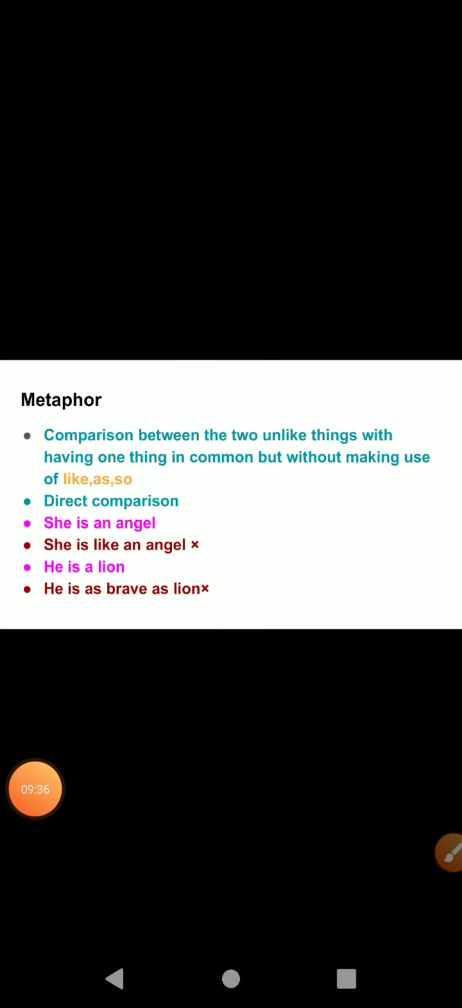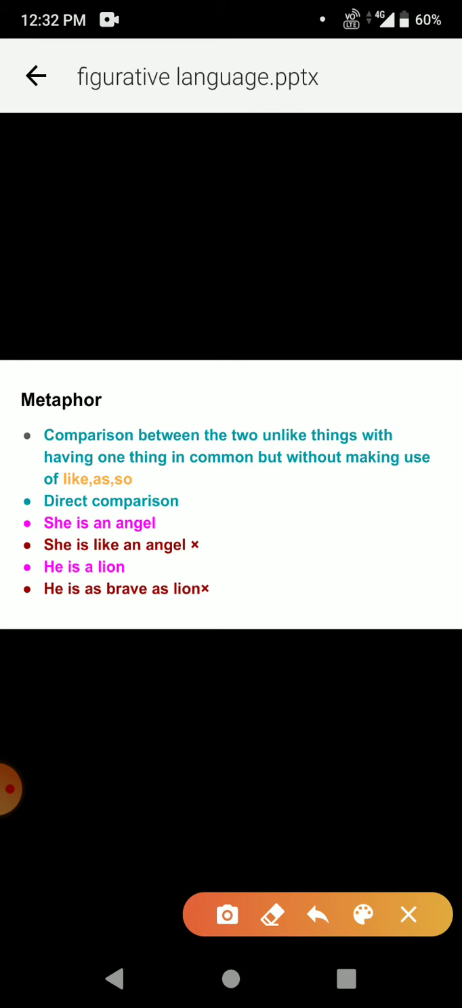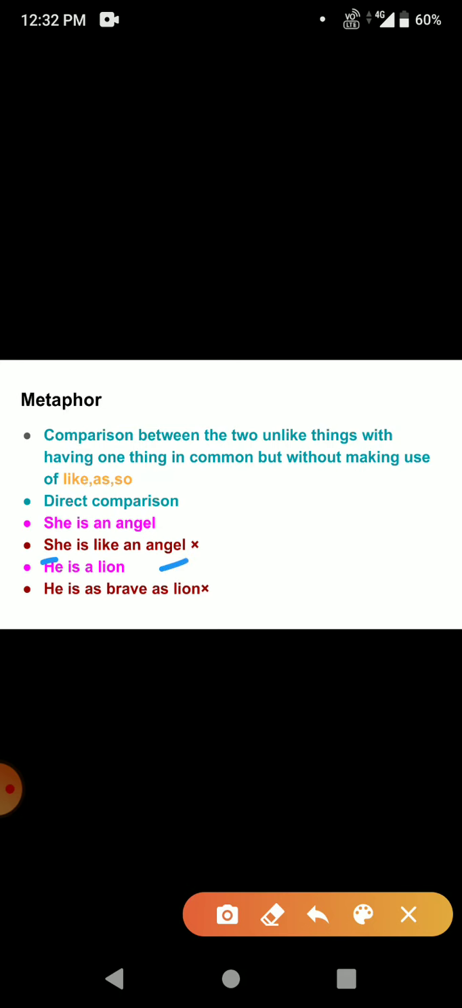She is an angel. Just look here in the sentence. She is an angel. She is like an angel. He is a lion. He is as brave as a lion. In both the sentences, comparison is made. Comparison in terms of beauty. She is an angel. She is like an angel. So in both the sentences, comparison is made.